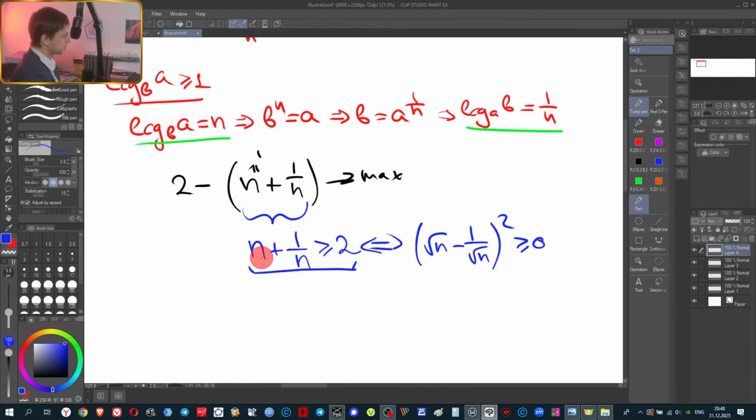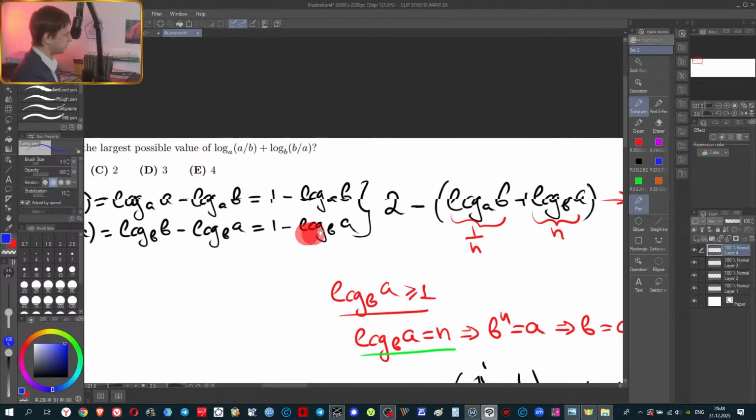And when does this inequality hold with equality? It's in the case when this one is exactly 0, right? So it's in the case where square root of n equals 1 over square root of n, and that happens only when n is equal to 1. So when n is equal to 1, this sum is equal to 2, and we have the minimal value of this expression. Therefore the minimal value of this one is 2, and 2 minus 2 is 0. It means that 0 is the maximum value of this expression, and the right answer here is 0.